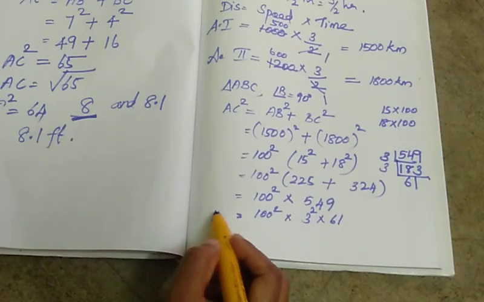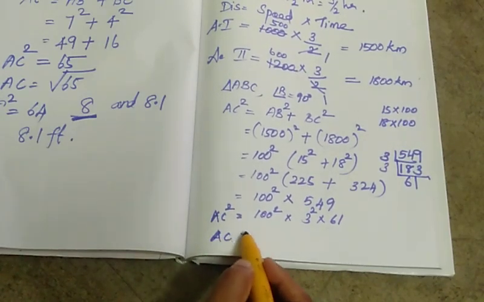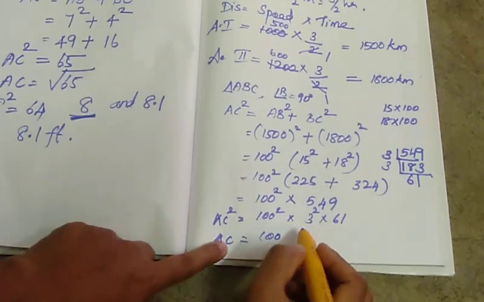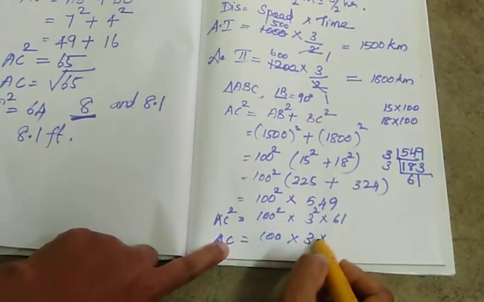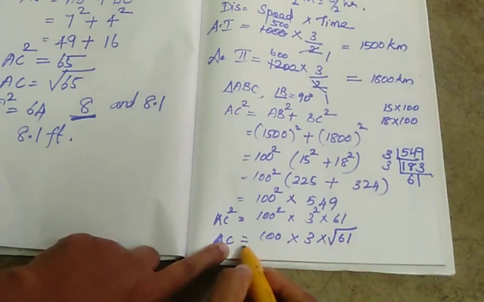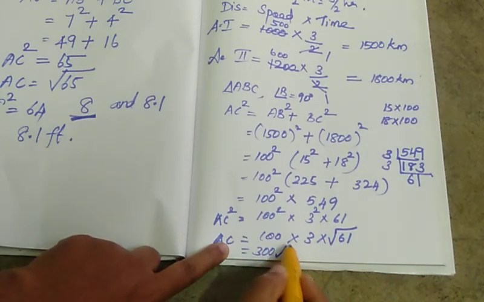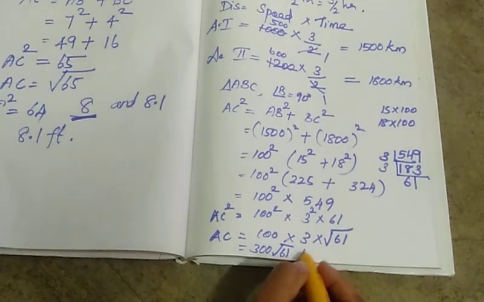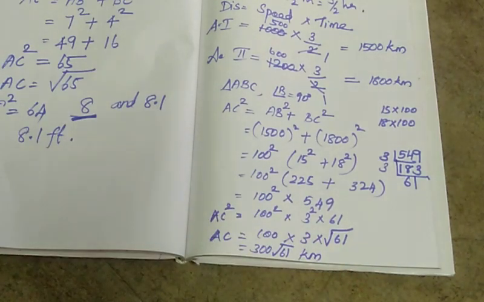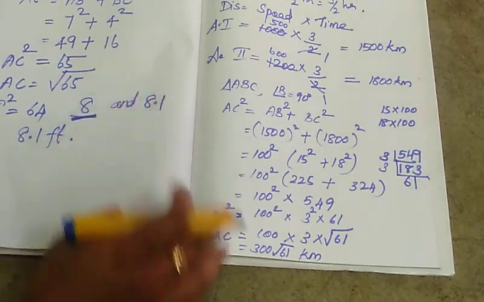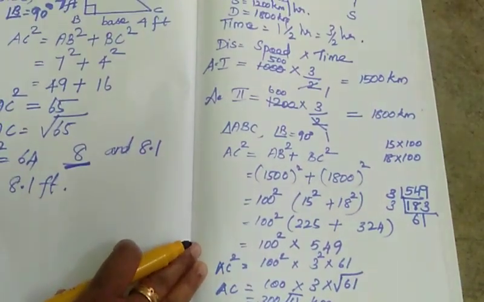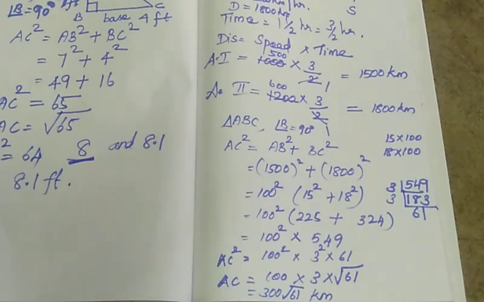That is AC square. So what is AC equal to? 100 into 3 into root of 61, so 300 root 61, and the unit is kilometer. So how many kilometers apart will both planes be? 300 into root 61 kilometers apart. Okay, so this is your example question, with which we are going to start today.